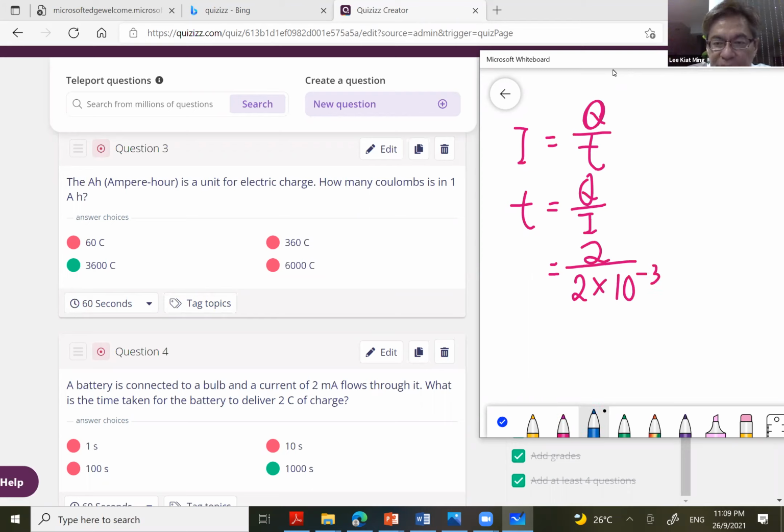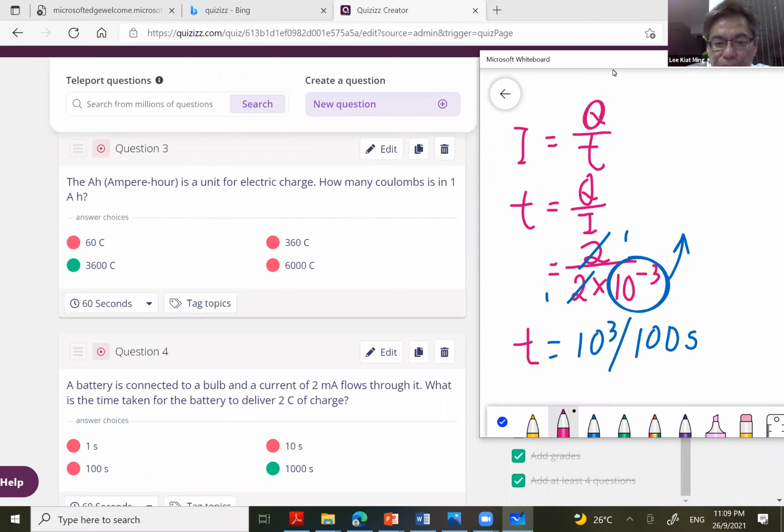Then you're going to move the index up. You cancel 2 and 2 to give you a 1. Therefore, you get 10 power 3, which is equivalent to 1,000 seconds, because the unit for time is second. Therefore the answer, no, it's 1,000, I missed by one 0. 10 power 3 will be 1,000 seconds. Is that clear? So we're going to move on to the next one.